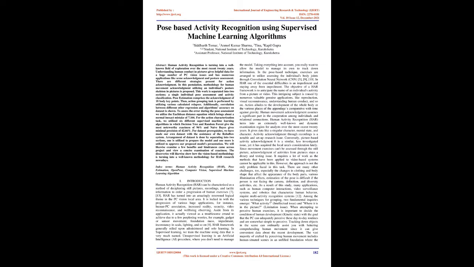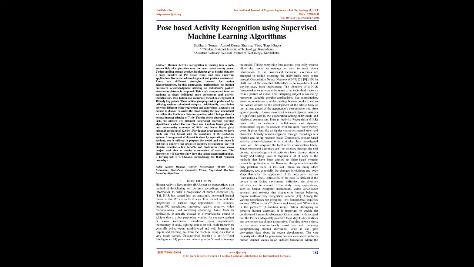There are different strategies present for action acknowledgement. In this thesis, a methodology for human movement acknowledgement utilizing an individual's posture skeleton in pictures is proposed. This work is separated into two sections, a single individual pose assessment and activity classification. Pose estimation comprises the acknowledgement of 18 body key points. Then, the action grouping task is performed by utilizing multinomial logistic regression.